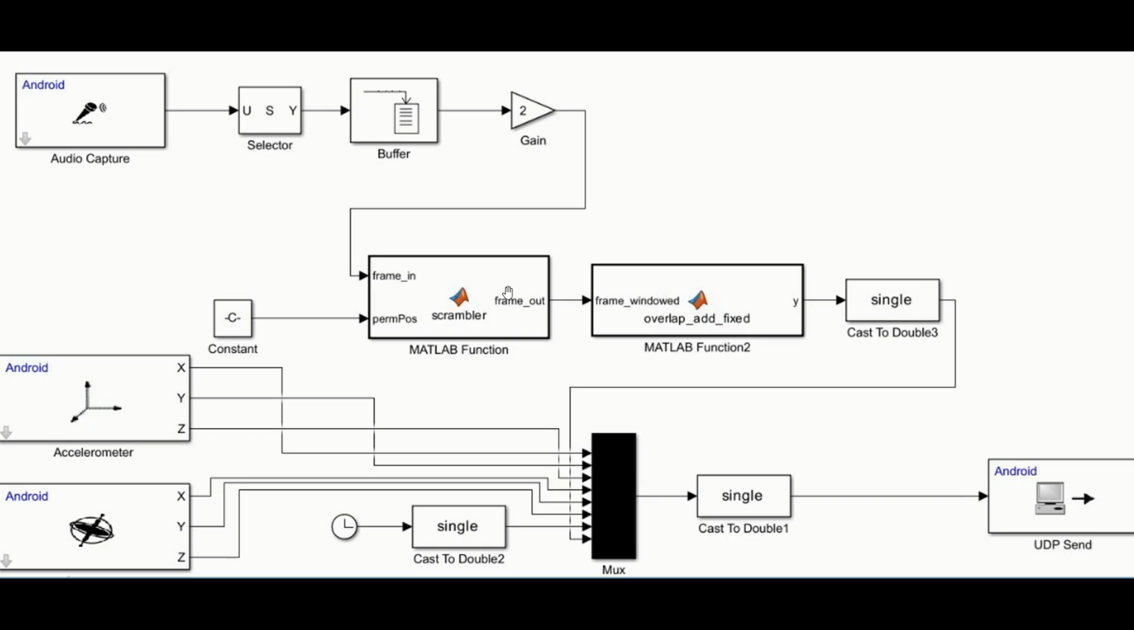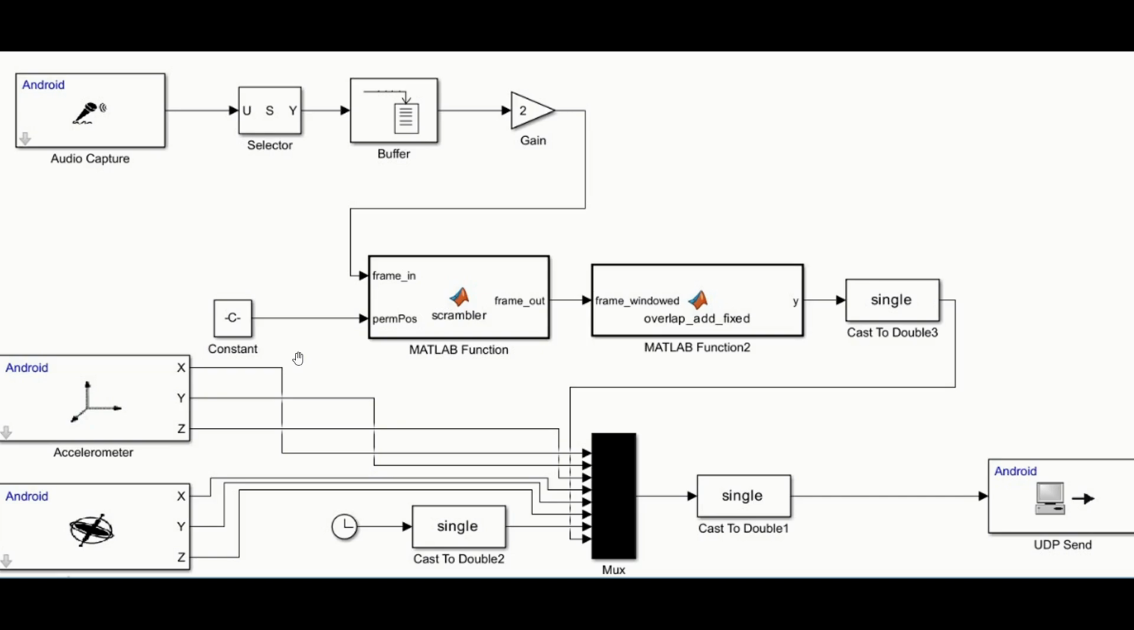Then the output of the scrambler is passed to the MATLAB function block 2, which is named overlap add fixed. It applies windowing and overlap-add techniques. This step helps in reconstructing the signal smoothly while minimizing spectral leakage. Once processed, the signal is converted to single precision format for efficient transmission using the cast to double block.